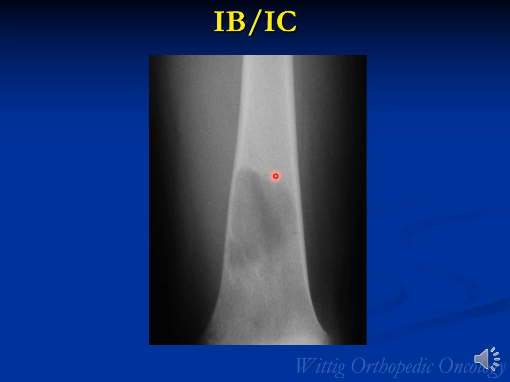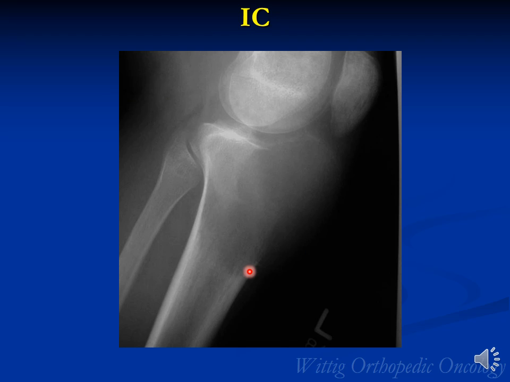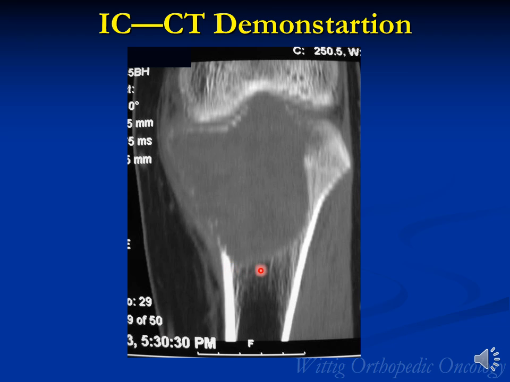A 1B/1C margin. A 1C margin around a giant cell tumor. Again, a 1C margin around a giant cell tumor on a CT, but very well circumscribed and geographic.